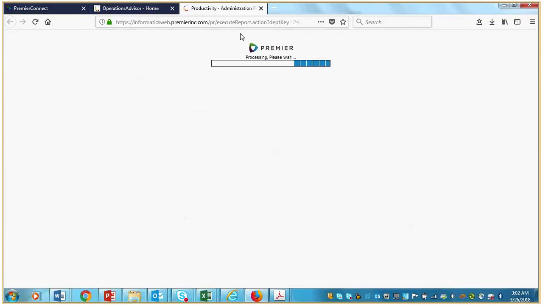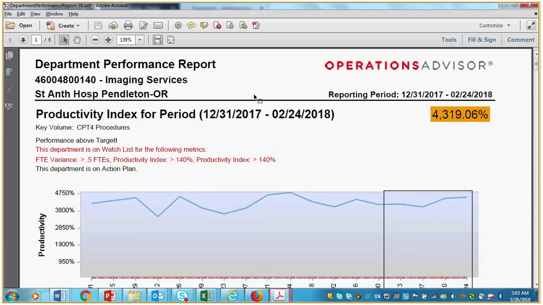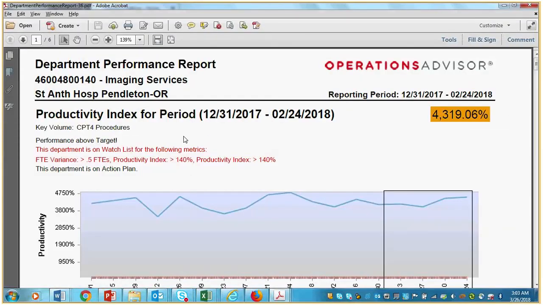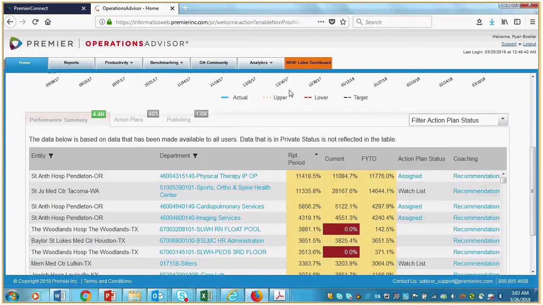And this will run the most recent department performance report. So there it is. Now I can review it, print it off, save it. Now you notice that it opened up for me as an Adobe document as opposed to opening in a separate window here. That's all based on your preferences for how Firefox or Internet Explorer, whatever your browser is, those are your options. I have mine set so that it opens in a separate PDF.